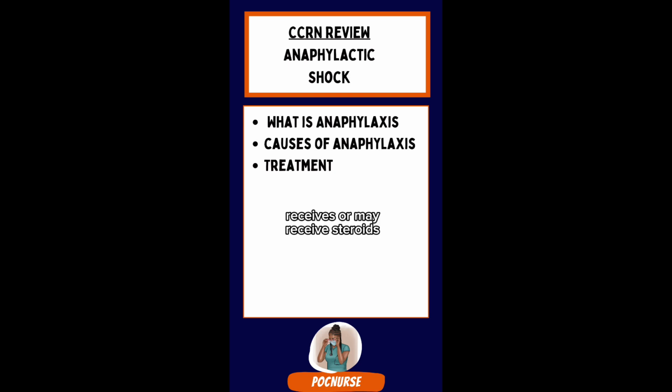Finally, the patient receives or may receive steroids. What the steroids do is reduce inflammation. So if the patient has inflammation in their airways, giving them steroids will help reduce that inflammation and help them breathe better. This is where we're going to stop for anaphylactic shock for the CCRN exam.